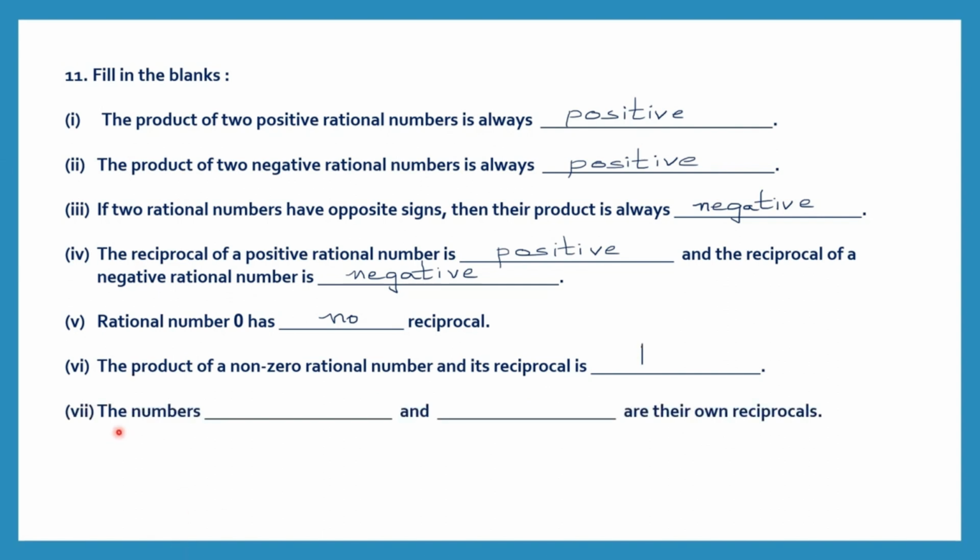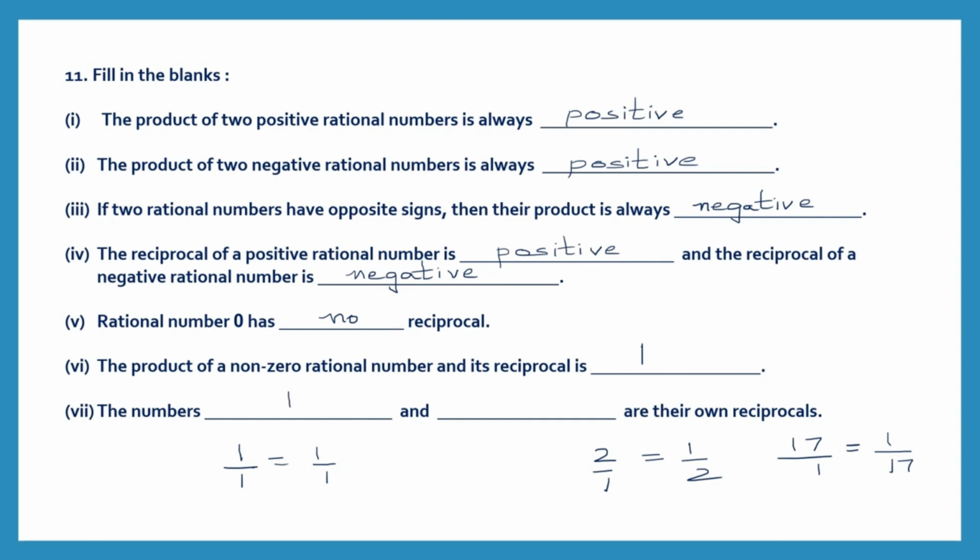Question 7. The numbers dash and dash are their own reciprocals. Which are the numbers that are their own reciprocals? Now suppose I take 2. What is the reciprocal of 2? 2 is 2 by 1, isn't it? Reciprocal will be 1 by 2. Suppose I take 17. What is the reciprocal of 17? 17 by 1 is 1 by 17. Now which are the two numbers, because there are two blanks, which are their own reciprocals? Now if I take 1, 1 by 1, the reciprocal is also 1 by 1. Okay, so the number 1, that is one answer.